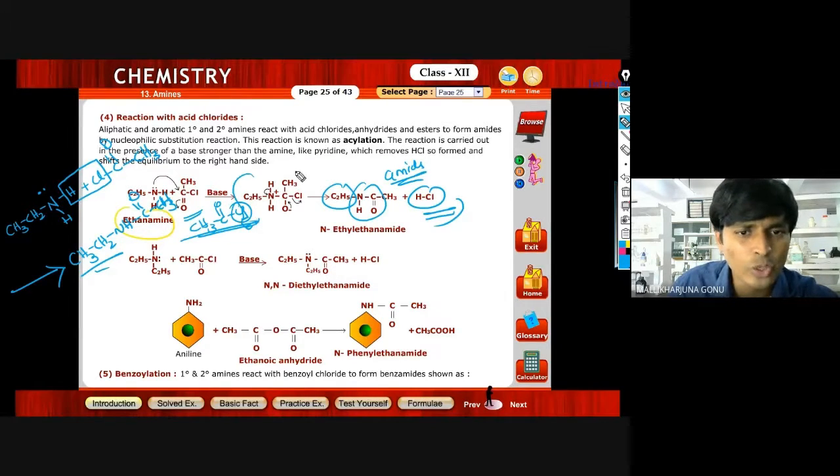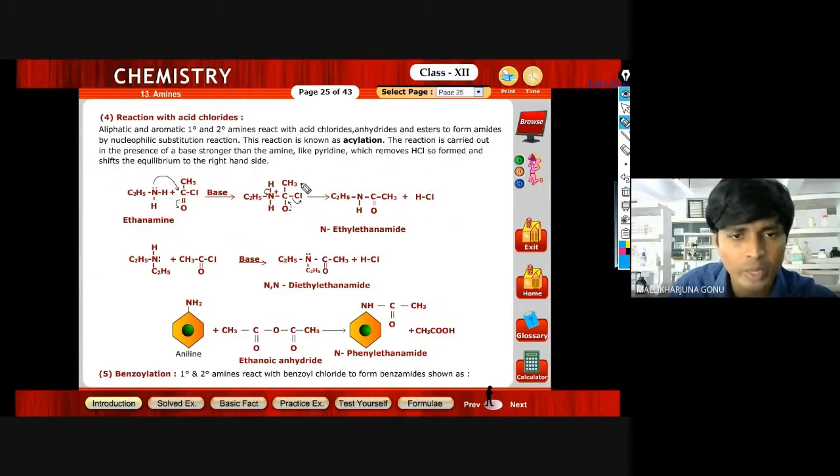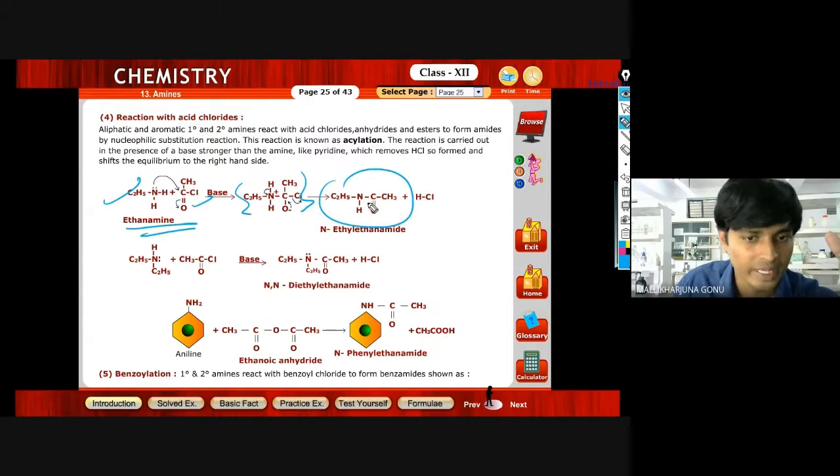So all these things you need not show in the examination. Yes, but for your understanding it is important. If they give you these reactants and you want to prepare an amide, you take this reactant and make the amide. Okay, so this is another amide.